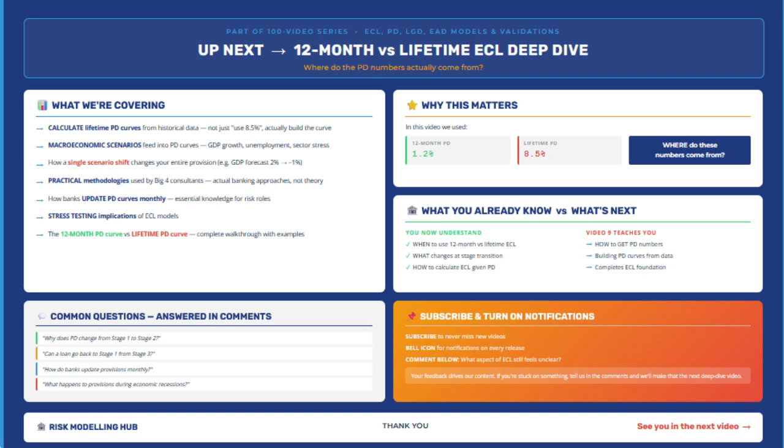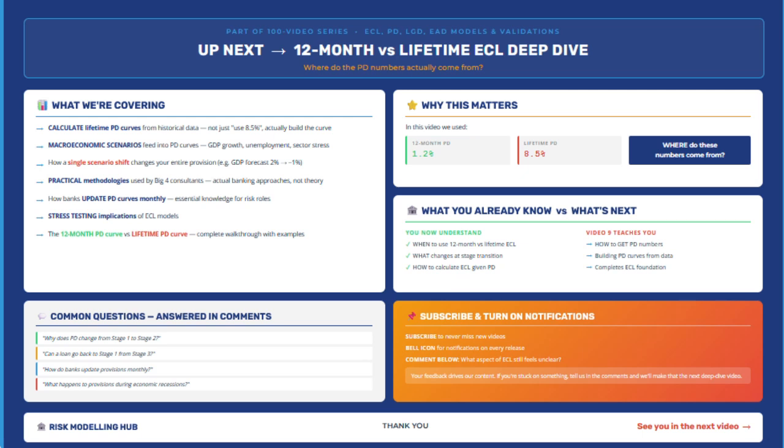Now the closing slide, this sets up the next level of detail. We have covered the framework and now we'll dive into where the PD numbers actually come from. We are going to calculate the lifetime PD curves from historical data, not just a 5% assumption, but actually build the curve from the bank's data. We'll incorporate macroeconomic scenarios and show the practical methodologies used by consulting firms in actual banking implementations. The PD number is where the judgment lives in IFRS 9, and you can have two banks with identical borrowers but different PD estimates, creating wildly different provisions.